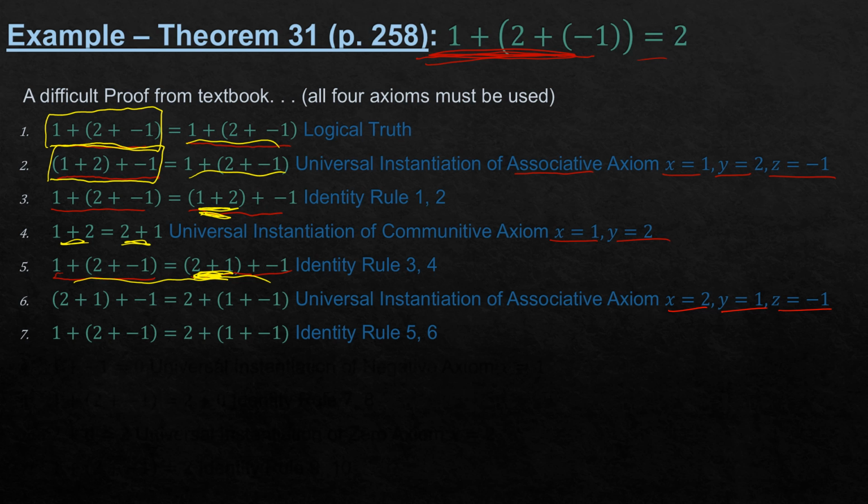And then for line 7, we can do another identity rule, this time with 5 and 6. And just a plug and chug kind of game here, and just a shuffling around of parentheses and the like. So that's really what's happening here. But it's very ugly, I admit.